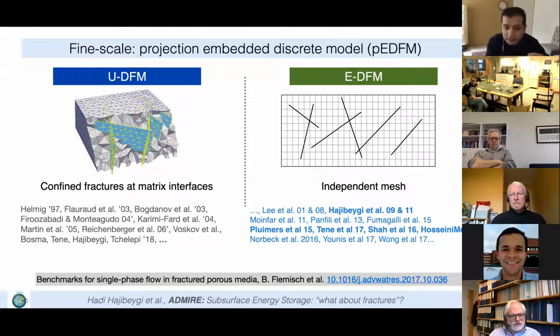Can I ask a question? Absolutely, please. Yes, this is Alex Hansen from Trondheim. I'm looking at these fractures you have here, and it surprises me that they actually pass through each other, like they don't see each other. Usually you get T junctions.